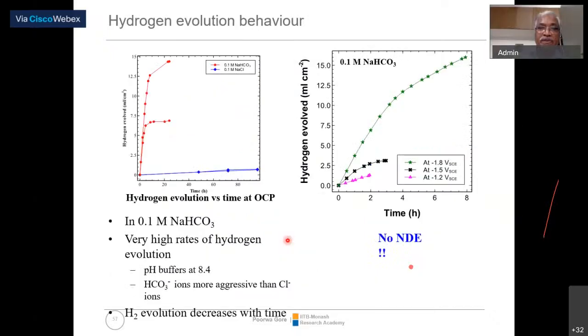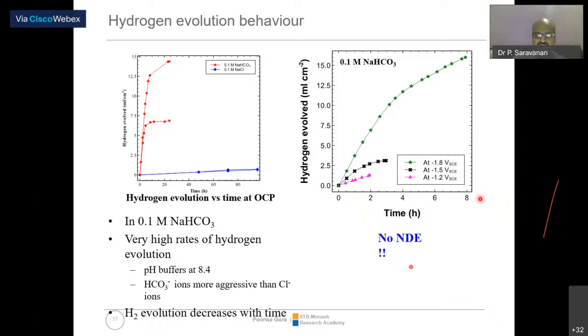Yeah, you see here, for example, some experiments he cut down to 20 hours. Some of them he went out to 80 hours, right? And in this case, he went just only 8 hours, because magnesium evolves a lot of hydrogen, and after that the corrosion will become stable.